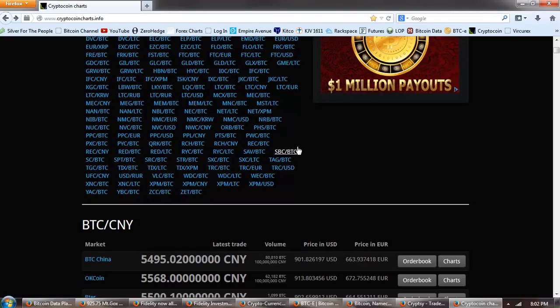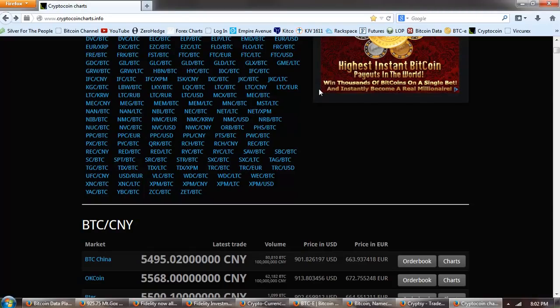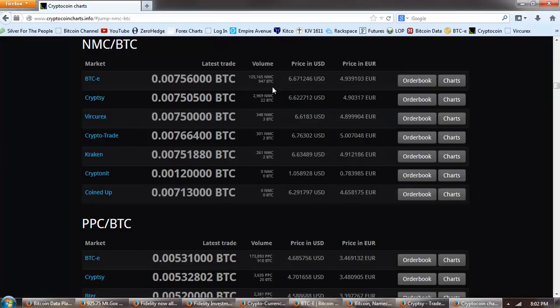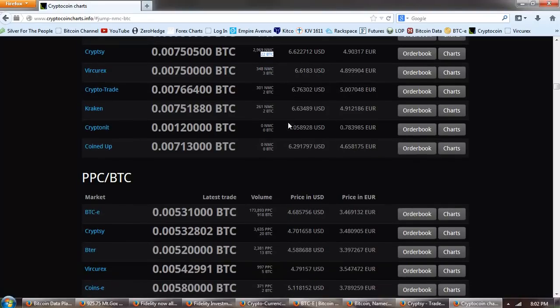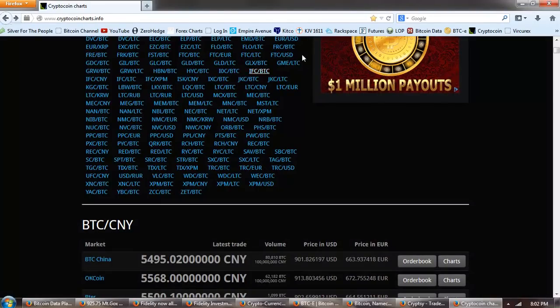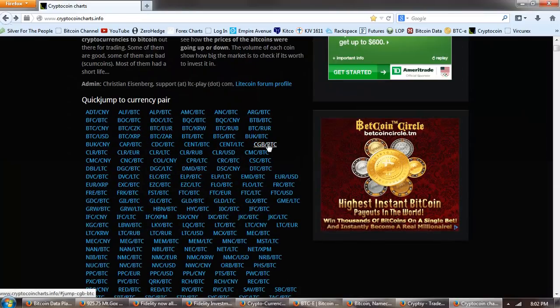Let's look at another coin here. Let's look at Namecoin because that's one that's been around for a long time. So the Namecoin Bitcoin cross, you can see we've got about 947 volume on BTCE. Cripsy comes in at 22, and the others don't come in much at all. So that's interesting that BTCE has that domination.